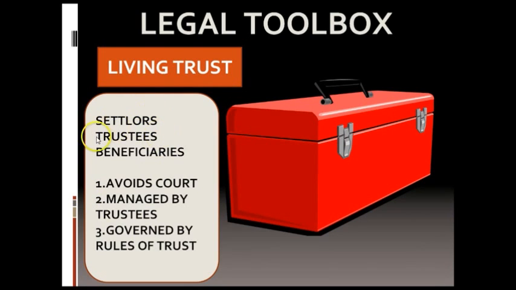The next cast member of the living trust are the trustees. These are the people who manage the trust. So everything inside the box is managed by the trustees of the trust. And the next, final and third, are the beneficiaries. The beneficiaries are the third cast member, and these are the people who benefit from the trust.